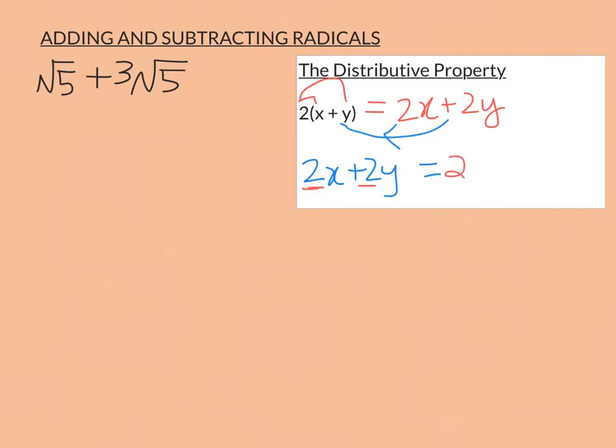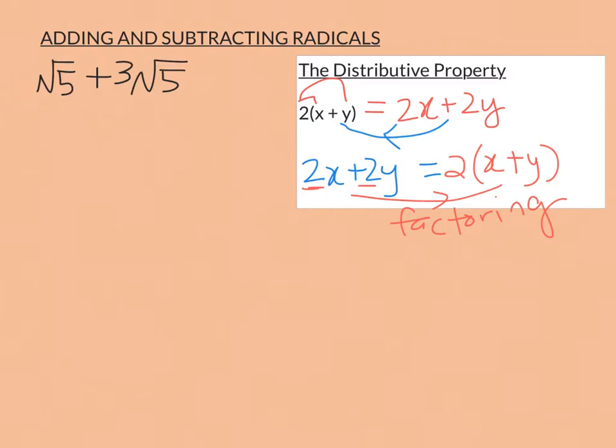And when you have 2x divided by 2, the quotient is x. And when you have 2y divided by 2, the quotient is y. So you end up with 2 times x plus y. So this way is what we call factoring. It is kind of like the inverse of the distributive property. And this is what we're going to be applying to help us add and subtract radicals.